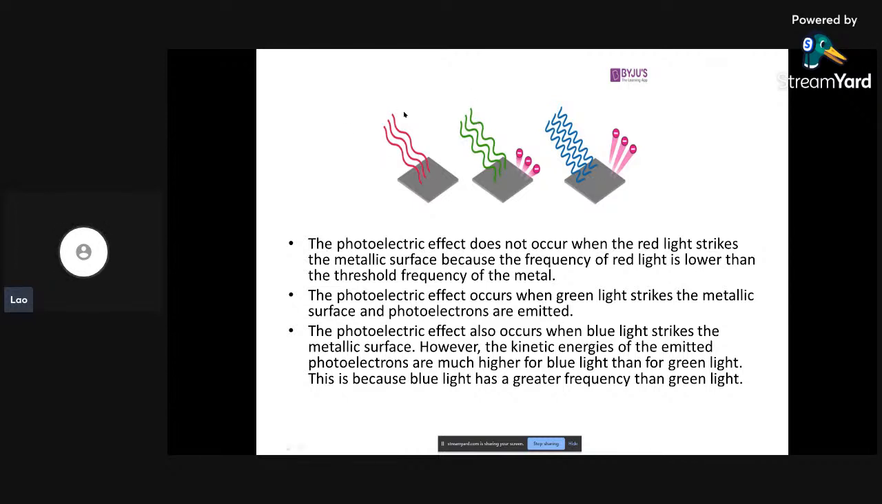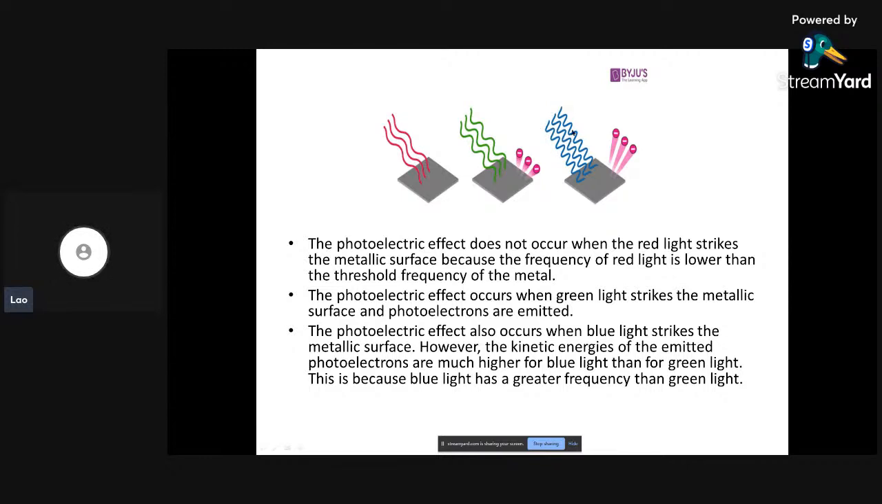Pagka katulad nito, lower to sa red. Pero pansinin nyo, pagka medyo shorter na yung wave, nagre-release pa rin naman siya ng electron, pero konti lang. Pero pagka shorter wave ng ginamit natin, so ito si purple ba to or si blue.